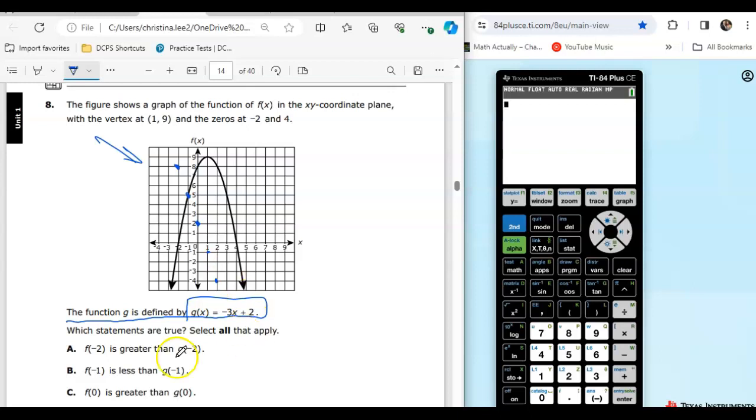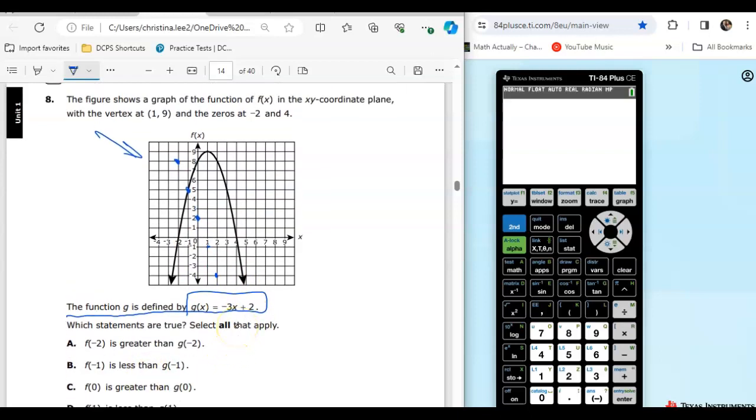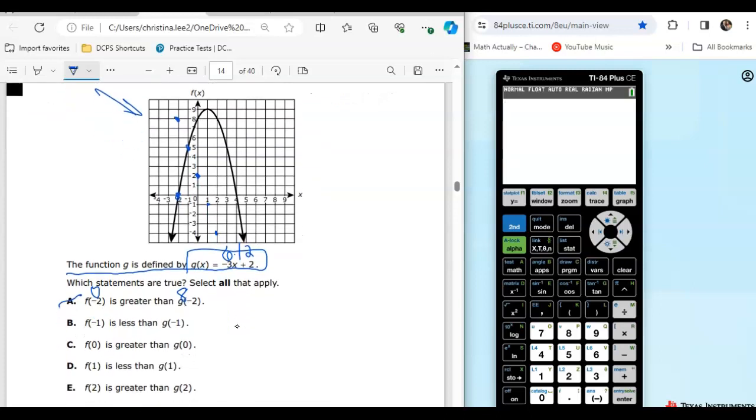So it says, which statements are true? Select all that apply. F of negative 2 is greater than g of negative 2. Well, f of negative 2 is 0. So that's 0 here. G of negative 2, I could look at this line and see that it's at 8. But you can also plug it in, right? So negative 2 times negative 3 is positive 6 plus 2 is 8. So f of negative 2 is not greater than g of negative 2. So that's not true.